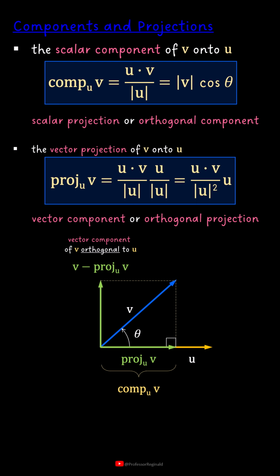In summary, the dot product of two vectors is important in computing components and projections. And they are related. The vector projection of v onto u is the scalar component of v along u times the unit vector in the direction of u, while the scalar component of v onto u is the length or norm of the vector projection of v onto u.